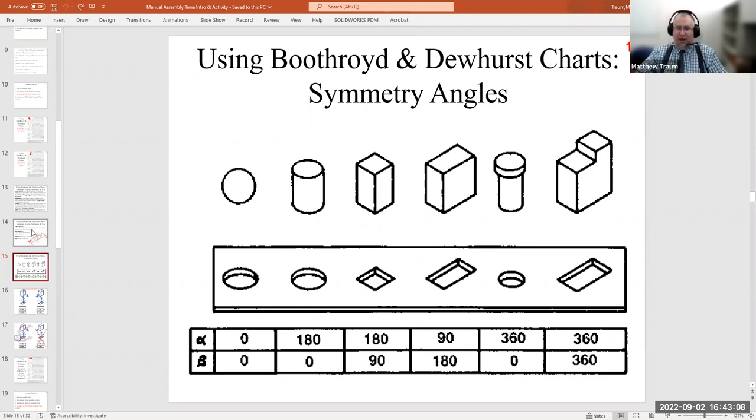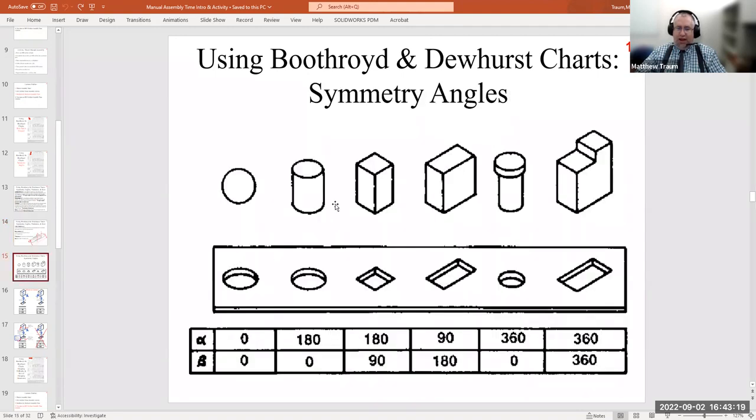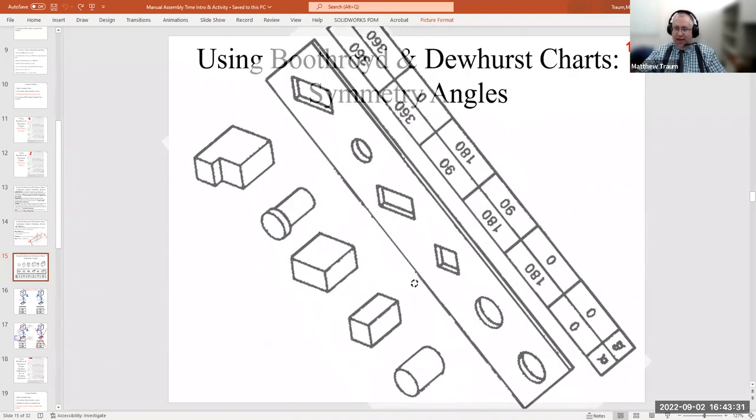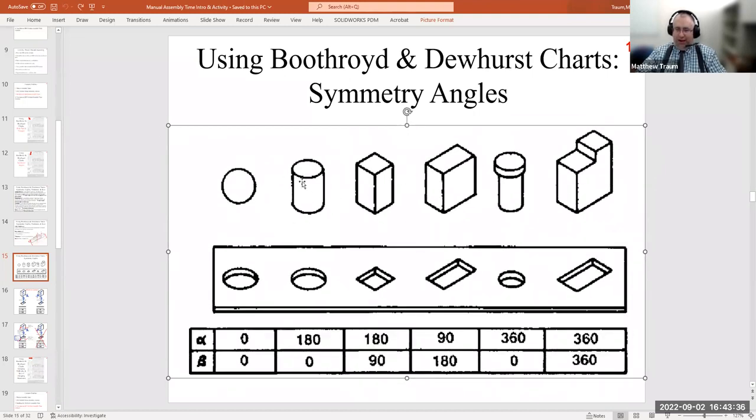The reason for that is it's actually this word right here. It's the angle to repeat an orientation about an axis perpendicular to the insertion. So for us, alpha in this case, or at least the axis around which alpha rotates, is coming out of the page towards us, right? If I were to rotate this in alpha, I'm going to rotate the whole picture like that. That's an alpha rotation, around an axis that's coming out of the center of this thing.